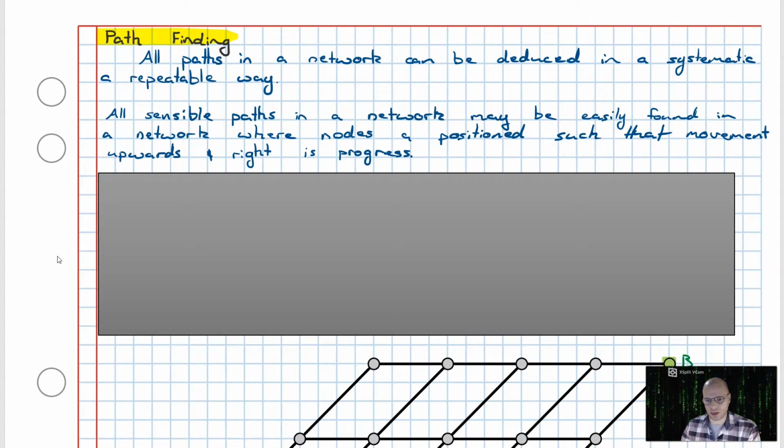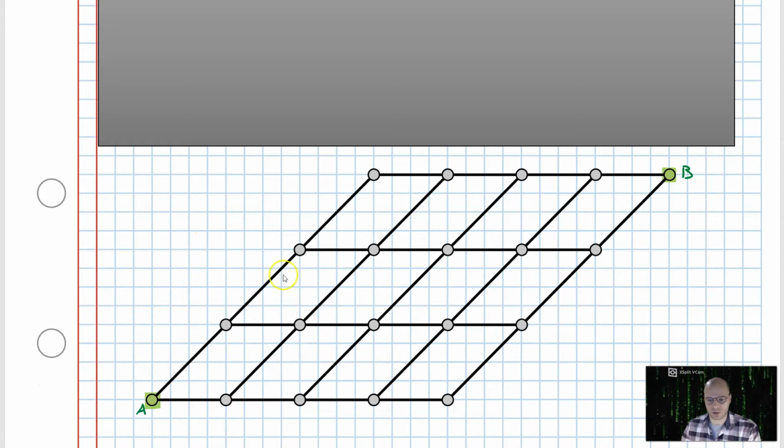All sensible paths in a network may be easily found in a network where nodes are positioned such that movement upwards or to the right is considered as progress. Progress is in that you're moving closer towards your goal. So looking at this network over here, all of the nodes in this network are positioned such that if you move up or you move to the right, you're moving closer to your node B. So B itself has to be the furthest node away from A.